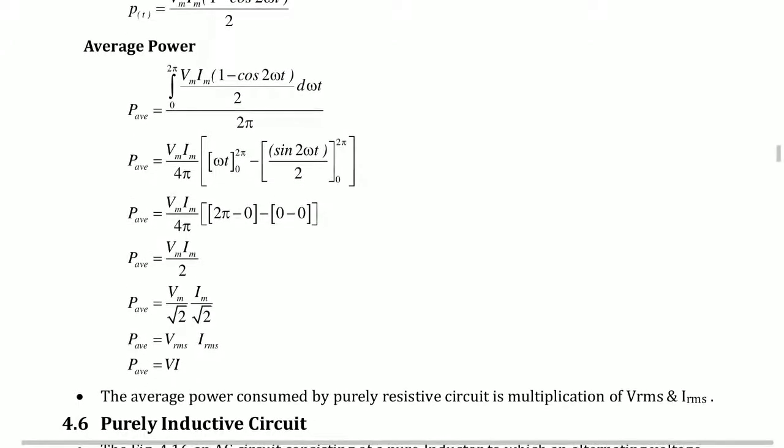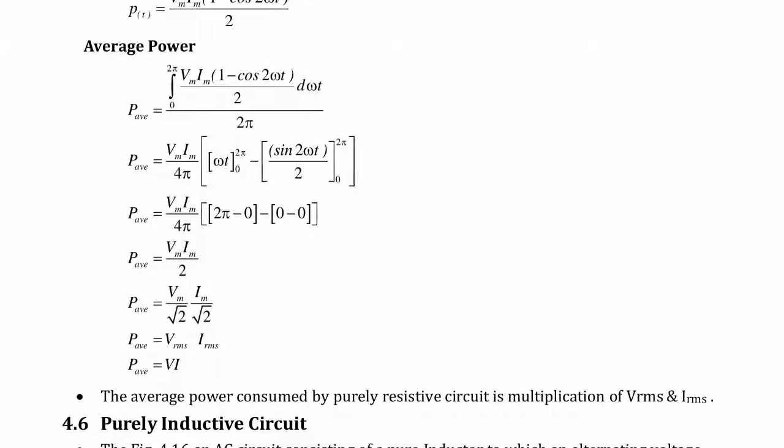Now P average: the denominator is 4 pi and the numerator is 2 pi, so P average is equal to Vm Im by 2. We can write 2 as root 2 into root 2, so P average is equal to Vm by root 2 times Im by root 2. Vm by root 2 is the RMS value of the sinusoidal voltage, and Im by root 2 is the RMS value of the sinusoidal current.